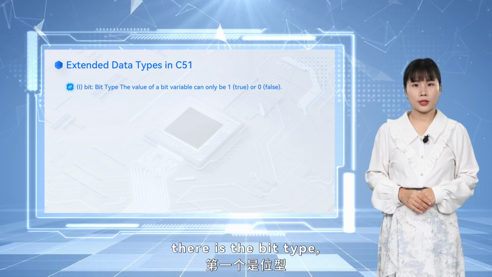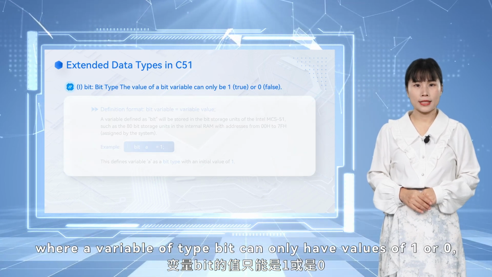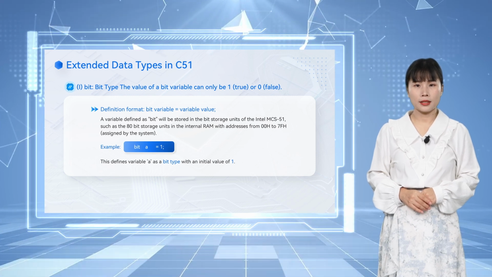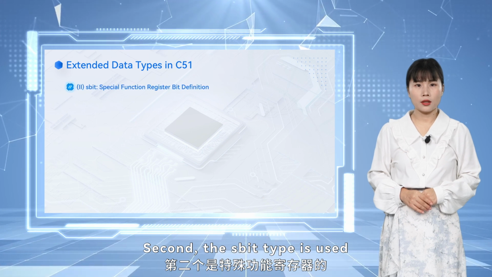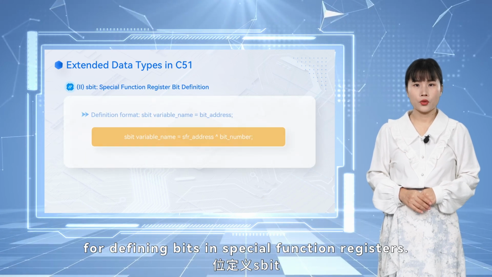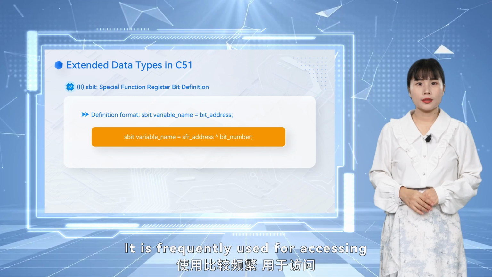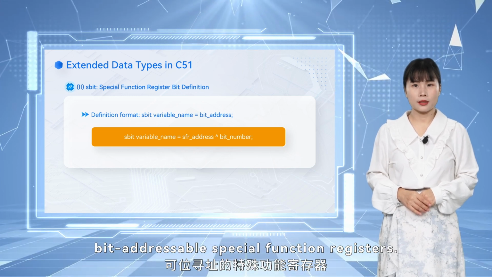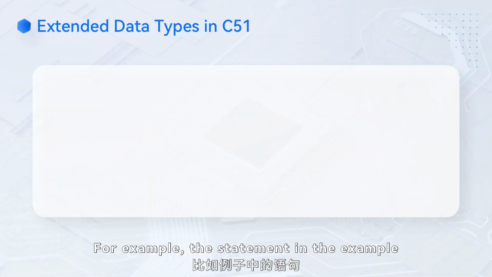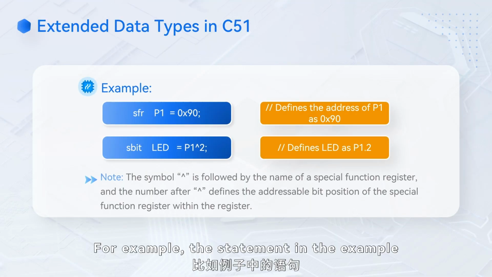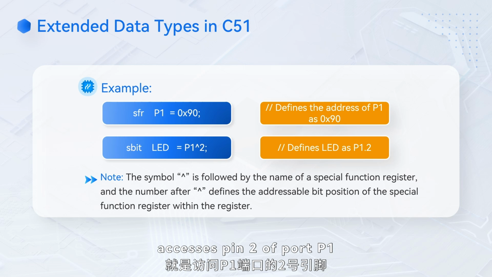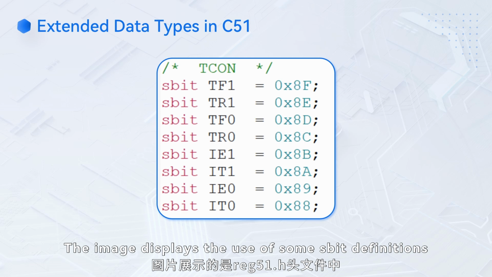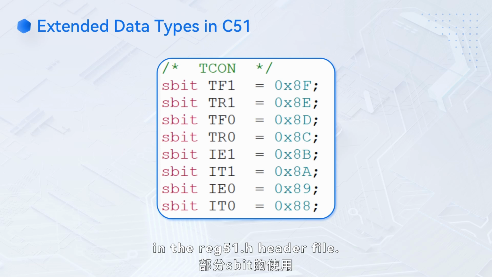First, there is the bit type, where a variable of type bit can only have values of 1 or 0, as shown in the example. Second, the sbit type is used for defining bits in special function registers. It is frequently used for accessing bit-addressable special function registers. For example, the statement in the example accesses pin 2 of port P1 and names it LED. The image displays the use of some sbit definitions in the reg51.h header file.